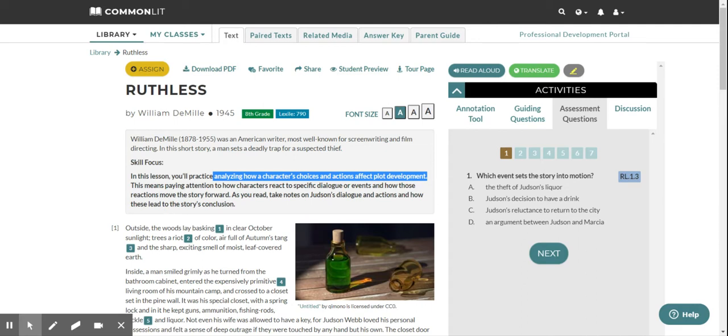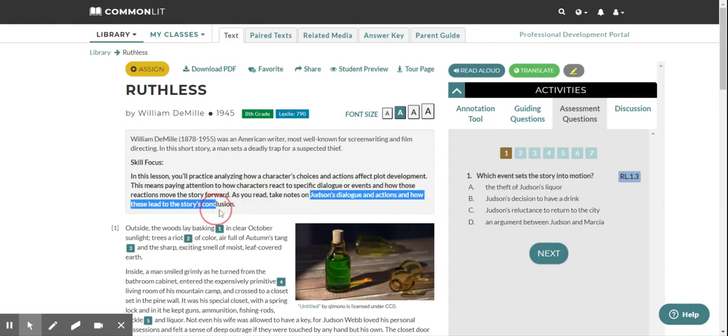That's what that means. This means paying attention to how characters react to specific dialogue, that's what people say, or events, and how those reactions move the story forward. As you read, take notes on. Now, they're telling you specifically here, this is a character, Judson's dialogue, what Judson says, and actions, what Judson does, and how these lead to the story's conclusion. So obviously, things that he says, things that he does, lead to what happens in the end. That's what conclusion means, okay?